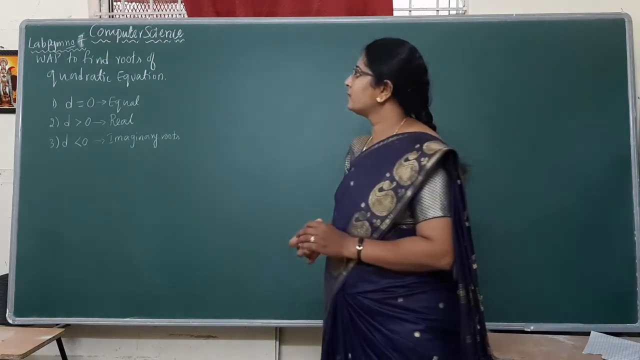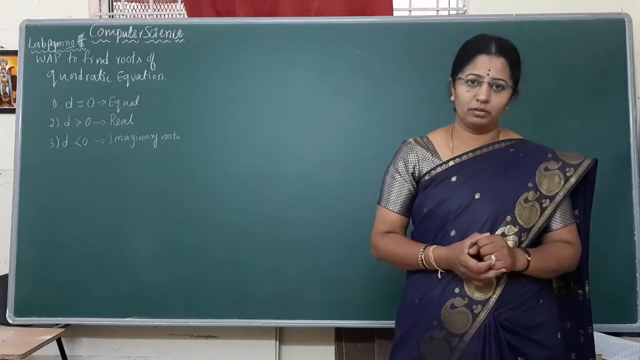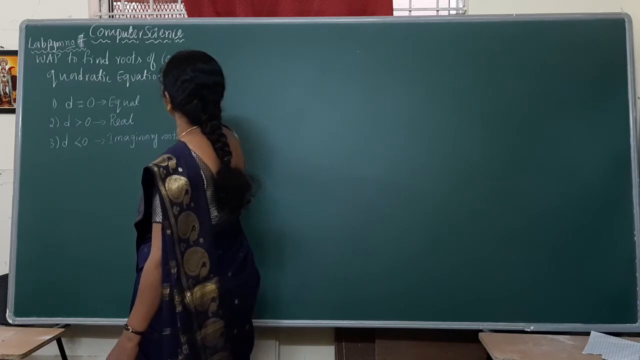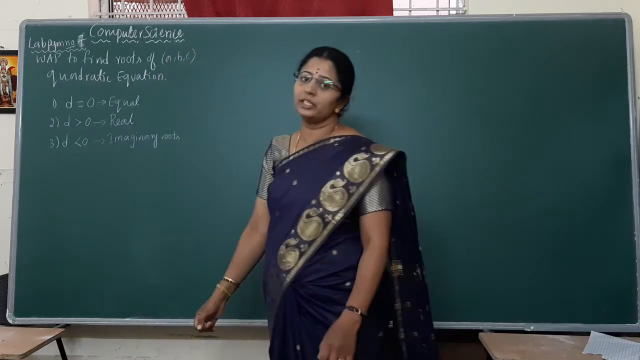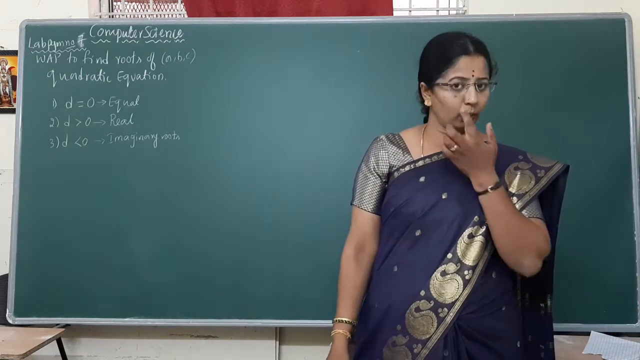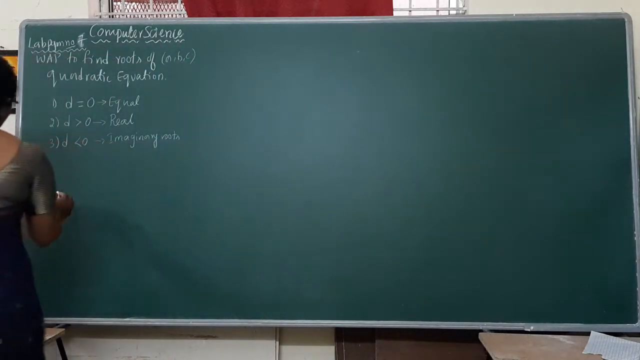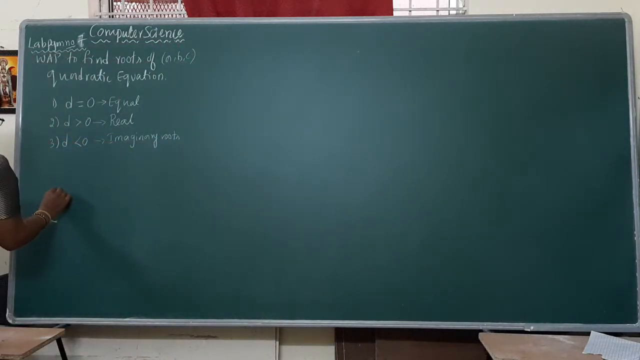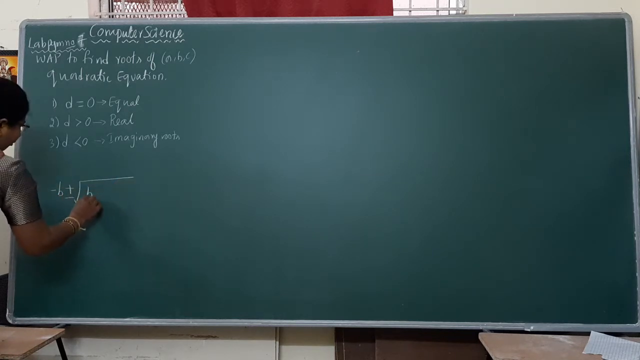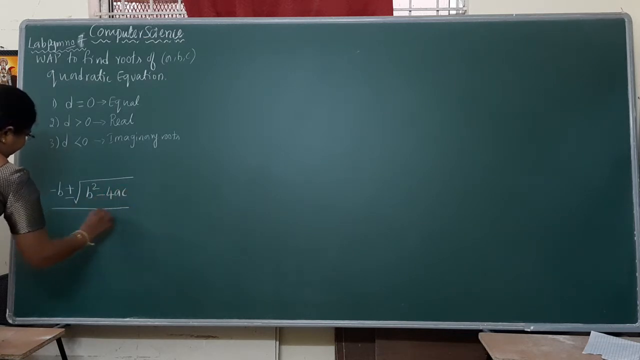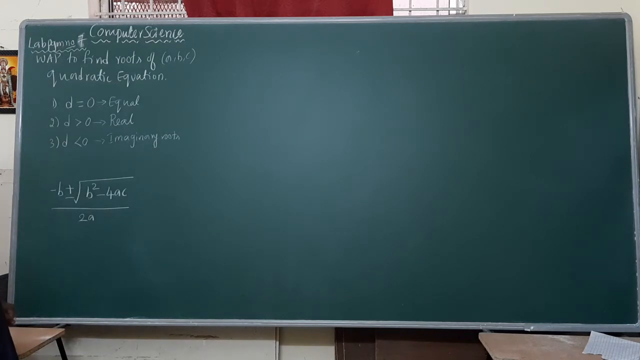See, we need to find the roots using the coefficients. What are the coefficients? A, B, C, three coefficients of the quadratic equation. So what is the quadratic equation? Minus B plus or minus square root of B square minus 4AC, divided by 2A. This is your quadratic equation.